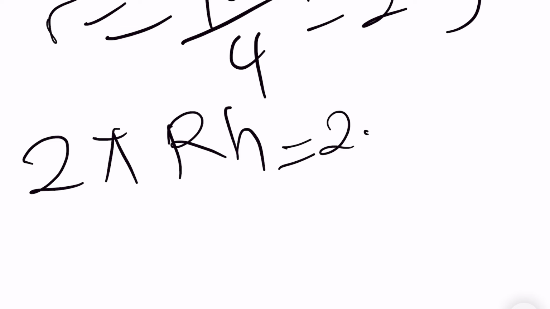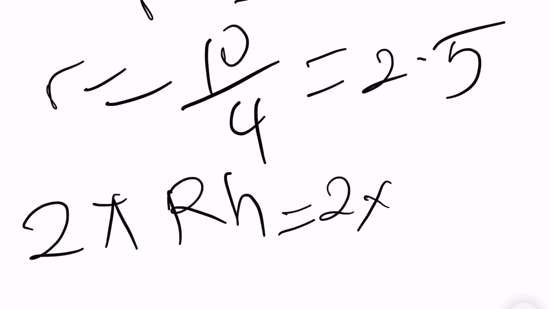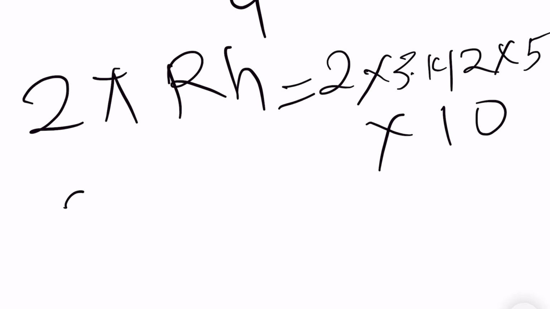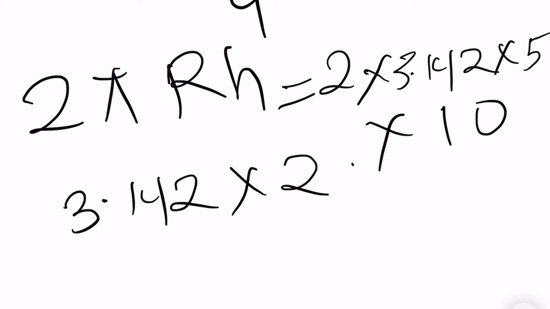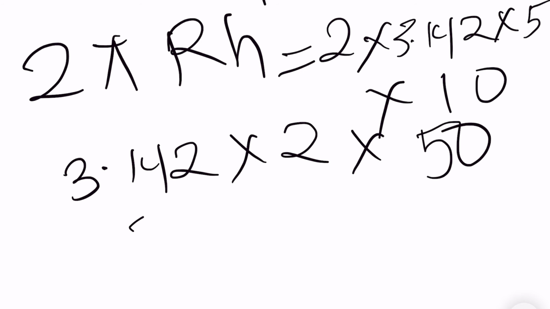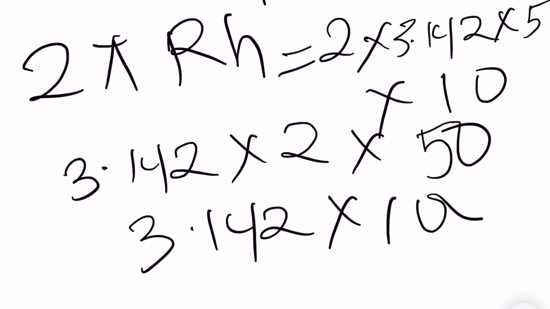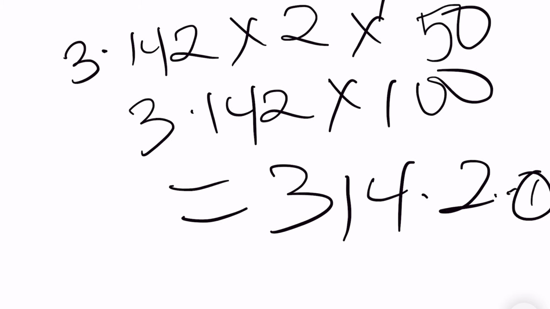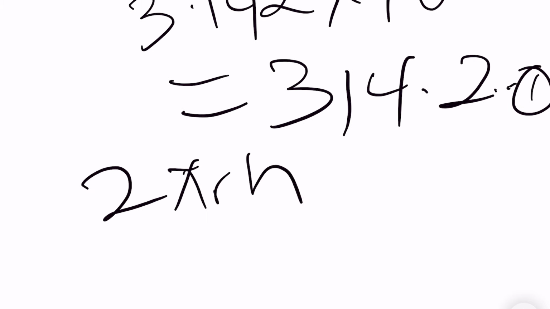So for our formula, we can solve the first one, which is 2 pi RH. We have it to be 2 times 3.142 times 5 times our height, which is 10 centimeters. So we have this to be 3.142 times 2 times 50, which is 3.142 times 100, and we have this to be 314.2.